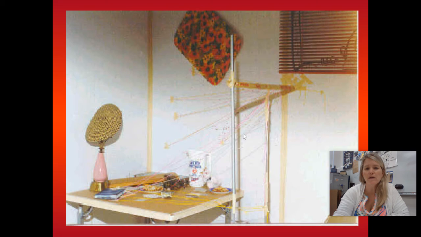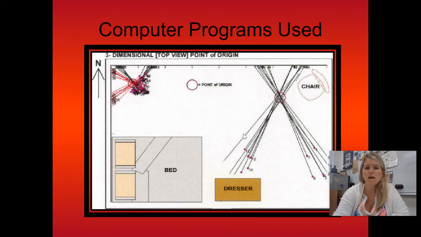So here's an example where they did the point of origin and the lines of convergence at a crime scene. Like I said, very tedious procedure there. And now they do a lot of it with computer programs to show, okay, so we can tell where the victim was, and we should be able to predict where the perpetrator was, right, using these. So that's helpful.